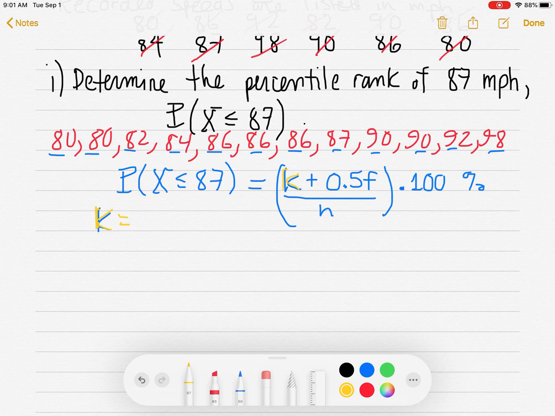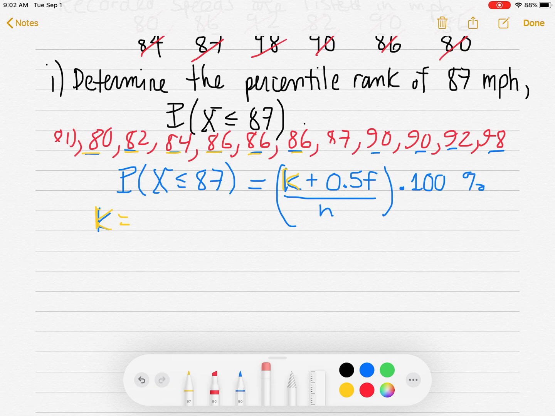So k is the number of data values smaller than the one we're interested in, 87. So we're going to count how many are there smaller than 87? 1, 2, 3, 4, 5, 6, 7, 8. Nope, 7. Don't want to overcount, right? Smaller than 87. Let's count one more time.